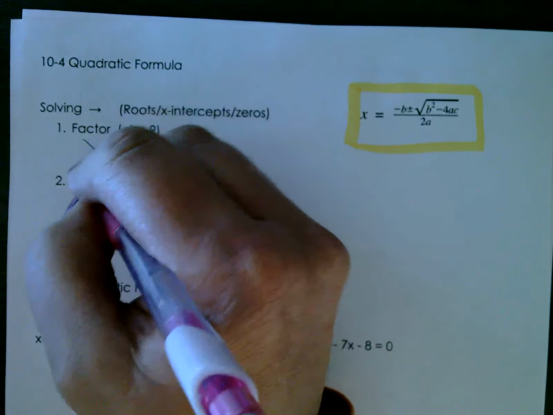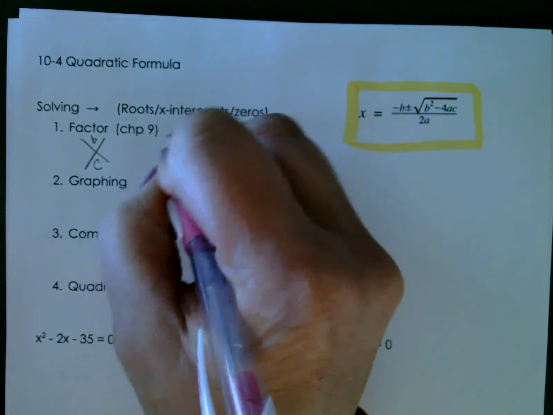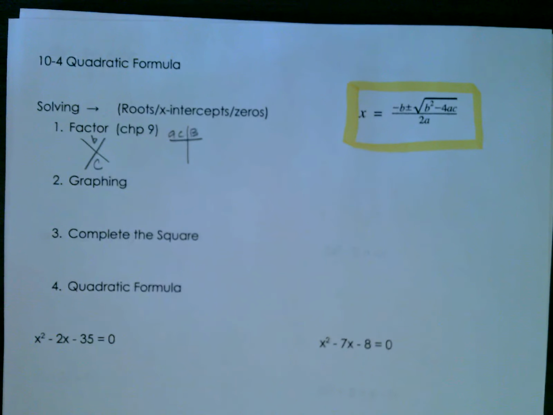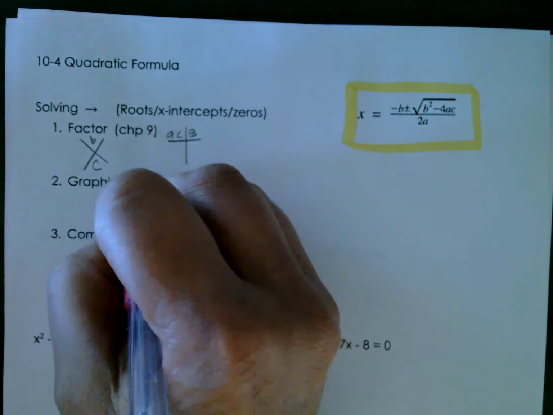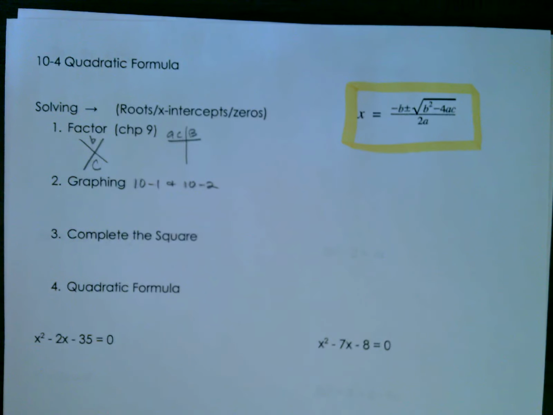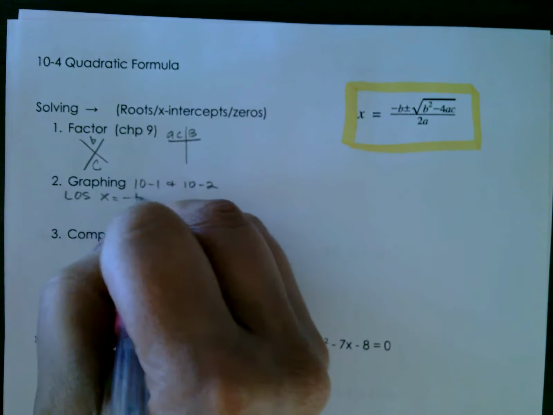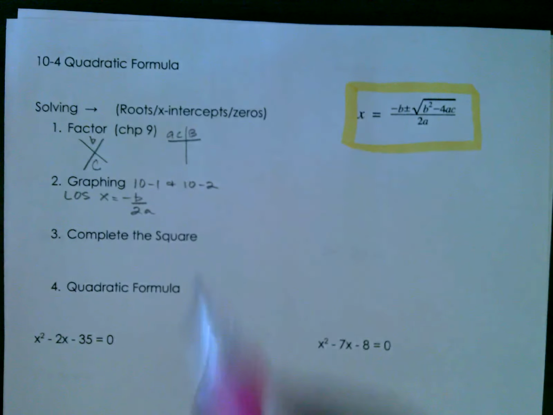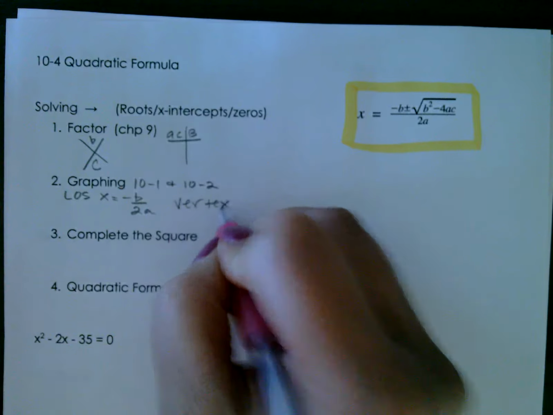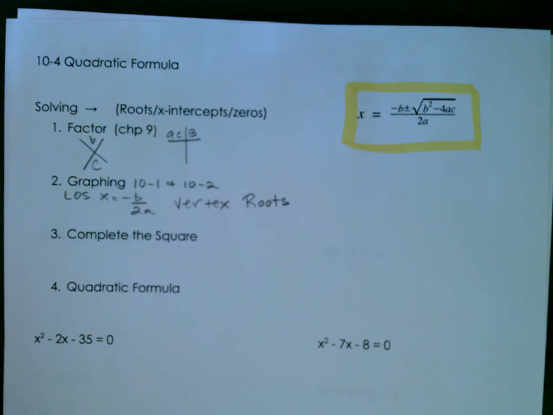We would sometimes factor, find numbers that added to B but multiplied to C, or we even had to do bigger problems where I had to use the so-called ACB chart. Finally, in lesson 10.1 and 10.2, I started having you graph these. We would work with the line of symmetry where x equals the opposite of b divided by 2a. We would find the vertex, and then we would find the roots. And you know the roots are the x-intercepts.